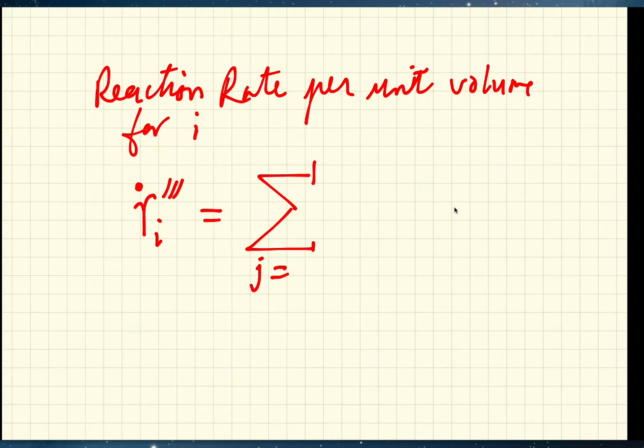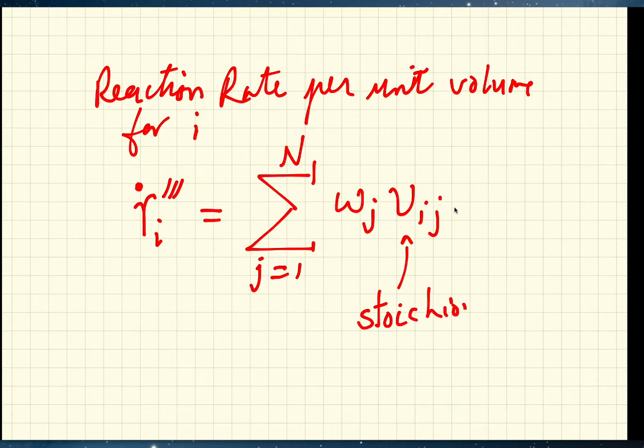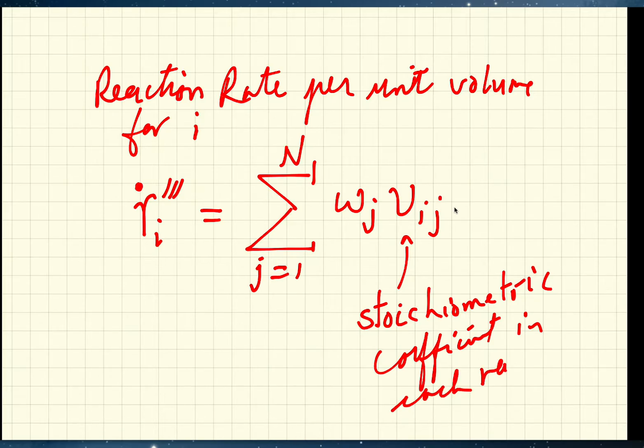So the reactions would be from j equals 1 to n of omega j times nu ij, and nu ij is the stoichiometric coefficient in each reaction, like how many of the molecules are involved in each reaction, as we will study later in the CVD area. So that gives us a preliminary idea about the different terms that we use.